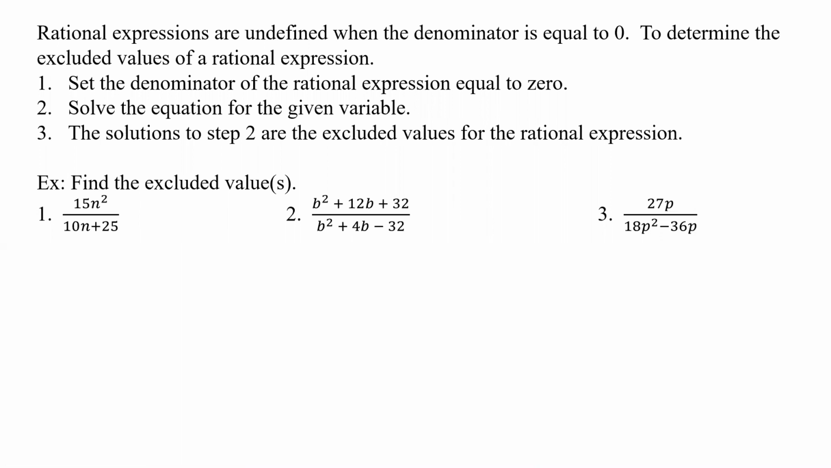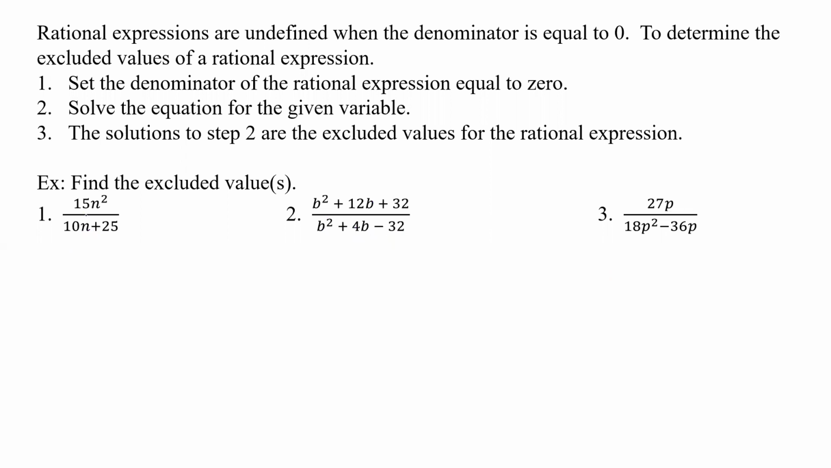Now, when rational expressions are written, they're undefined when our denominator is equal to 0. So we need to determine what values are excluded in a rational expression. The way we do that is we set the whole denominator equal to 0, and then we solve the equation for the given variable. Sometimes, unlike this one, we can just take the 25 to one side, divide by 10, and we get our value for n. Others, like the last two, we're going to have to factor the trinomial or the binomial, set those equal to 0, use the zero product rule, and solve for each of the two values. And then after that, those are our excluded values.